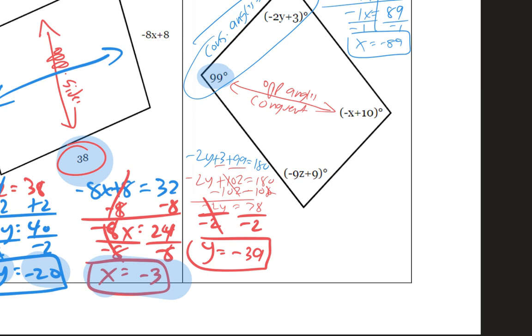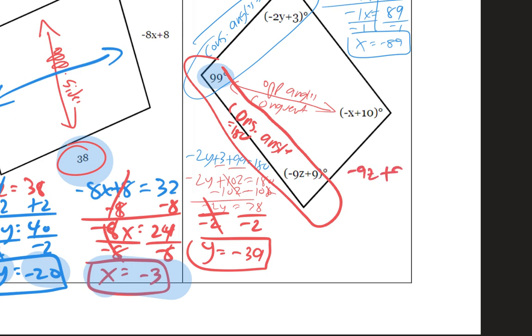And then our last one. Now we can get to z. We could plug y back into there if we wanted to and then figure that out and say those are equal. Or we can just recognize that these two are also consecutive angles, and so we know that they equal 180. So we can say negative 9z plus 9 plus 99 equals 180.